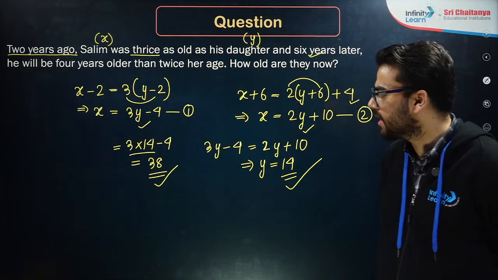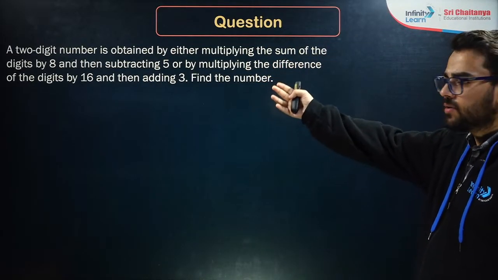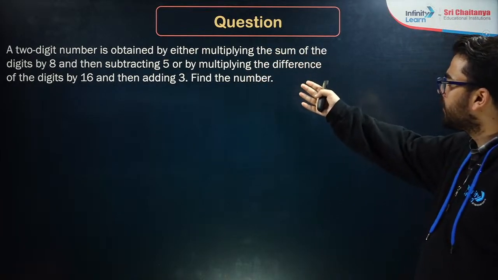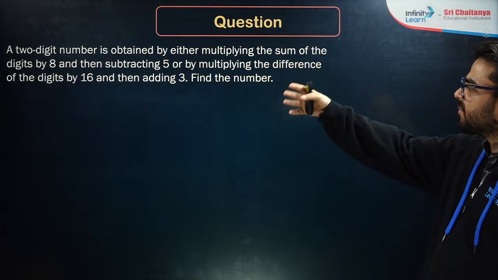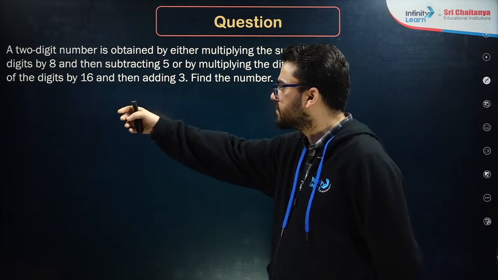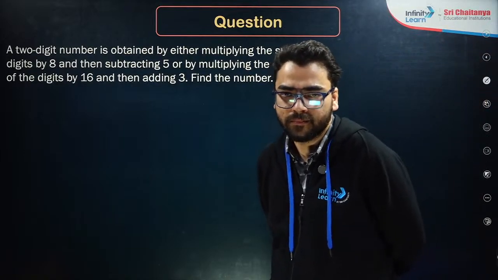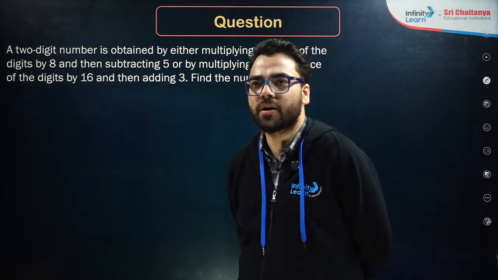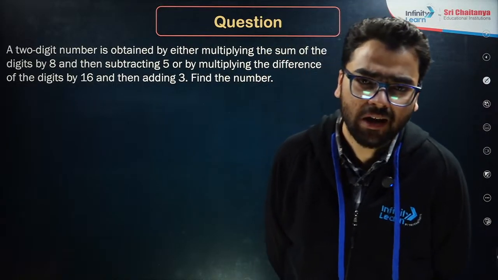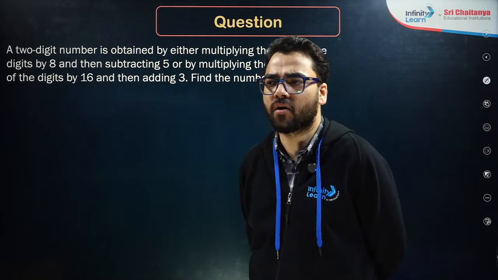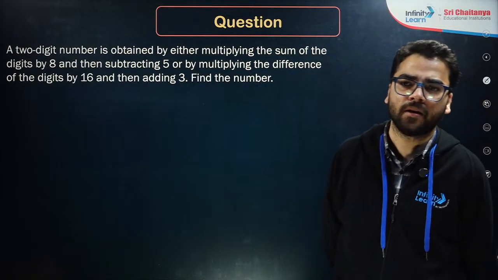Okay, let's move on to the next one, guys. Now suppose a 2-digit number is obtained. Try doing this one. Obtained by either multiplying the sum of the digits by 8 and then subtracting 5, or by multiplying the difference of the digits by 16 and then adding 3. Find the number. This is the question. These questions are very important. Many students have issues in that, but these are very important and there are very high chances that any one of these questions can come in your board exams anytime. Yes or no?